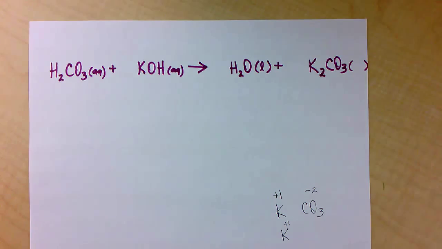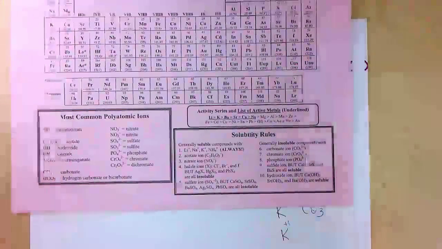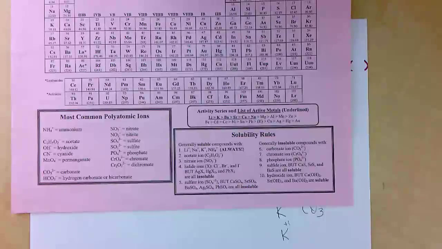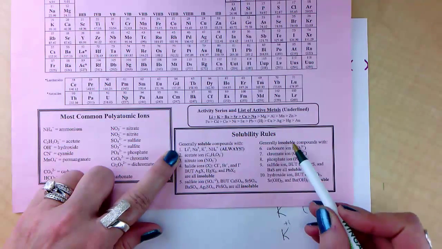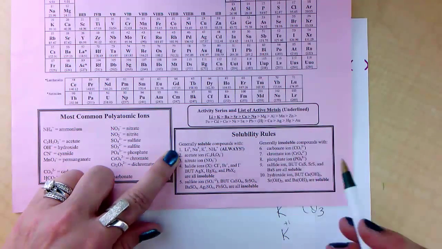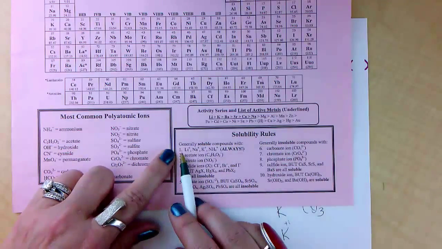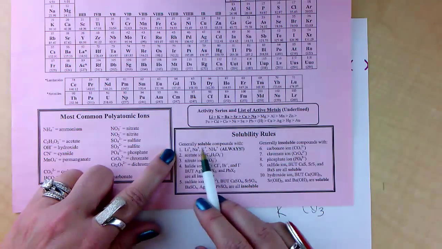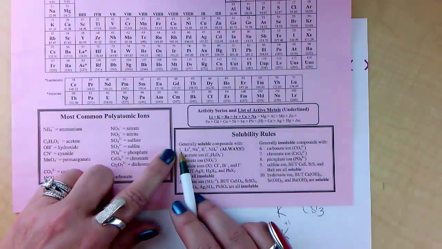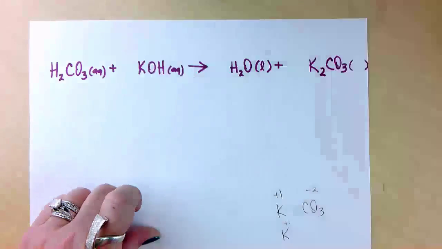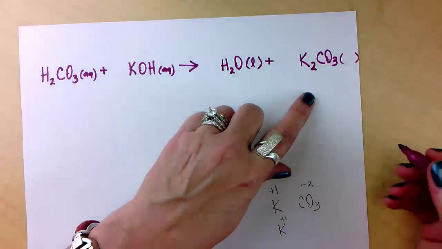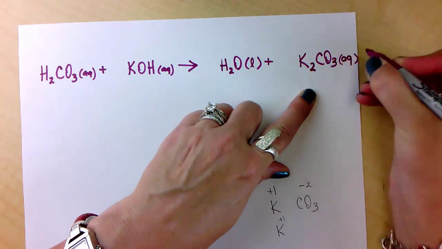We need the state for K2CO3. As a compound, we need to look at our solubility rules. For solubility rules, we are looking for K or CO3, whichever we come to first. Now, I found K in rule number 1, but I found CO3 over here on the insoluble side. But we go with the rule we come to first, which is rule number 1. So rule number 1 applies, not rule number 6. Rule number 1 says potassium is soluble. That is the rule we go by. So potassium carbonate is soluble. Soluble means aqueous, dissolved in water, and gets an AQ.